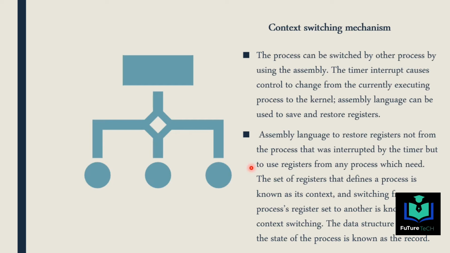The set of registers that define a process is known as context, and switching from one process's register set to another is known as context switching. Maybe the A register may be used by one process, and the B register may be used by the other process. Switching from one process's register set to another is known as context switching.